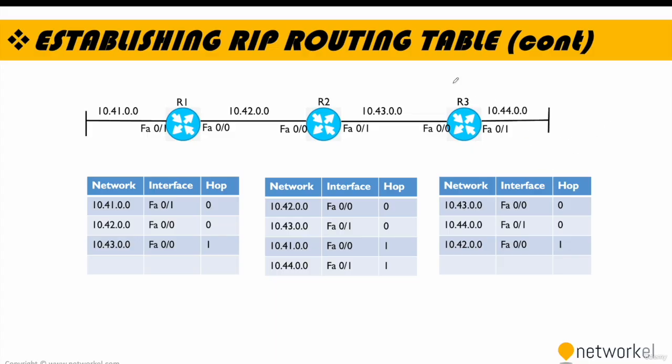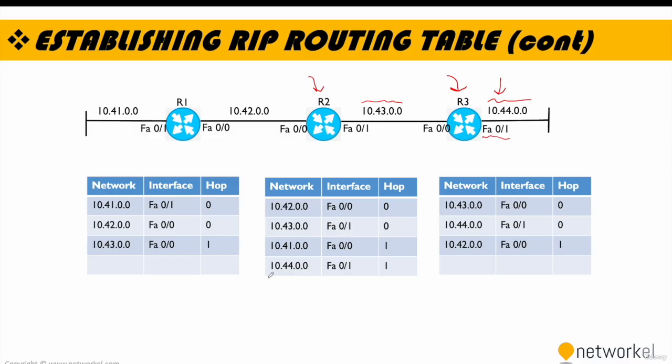So for example, I have my router 3 in here. Router 3 has this network connected to FAST01 and this network connected to FAST00, right? So router 3 will inform router 2, mentioning that, hey, router 2, I have this 44 network, it is connected to my Fast Ethernet 01 network.